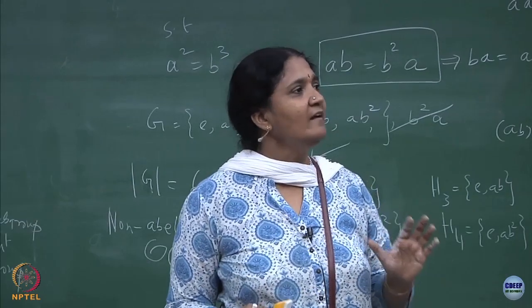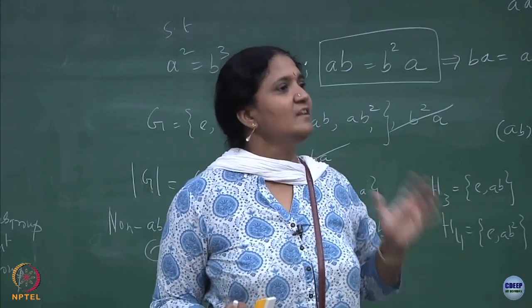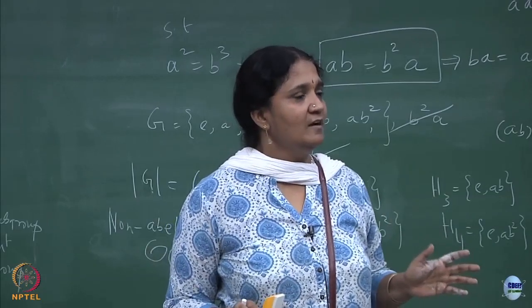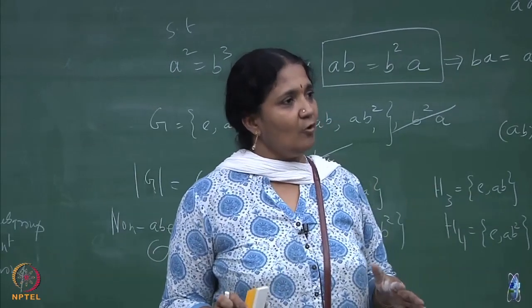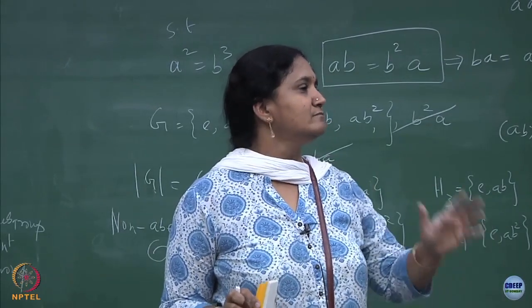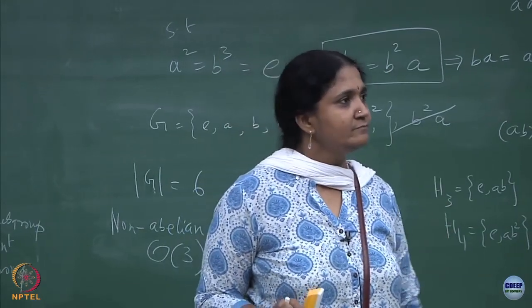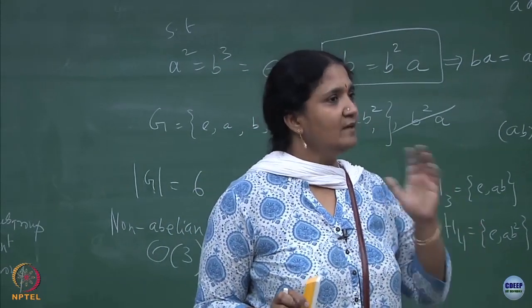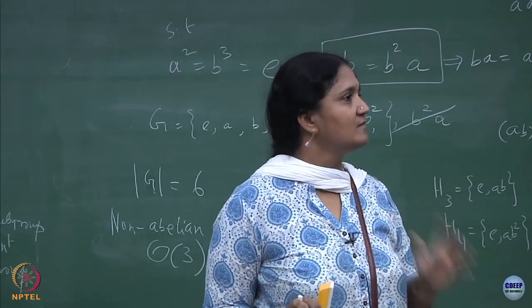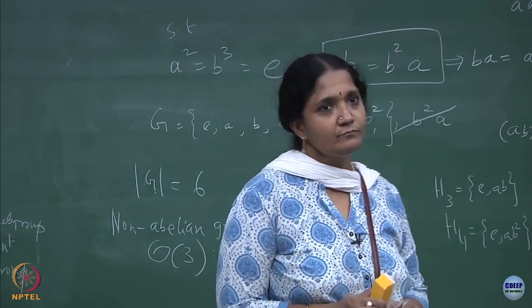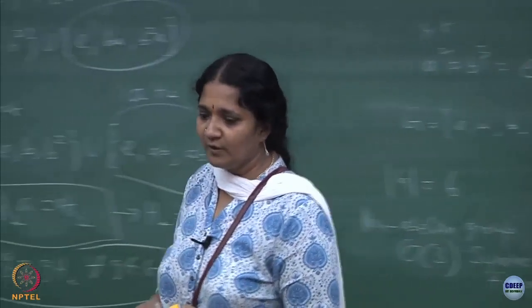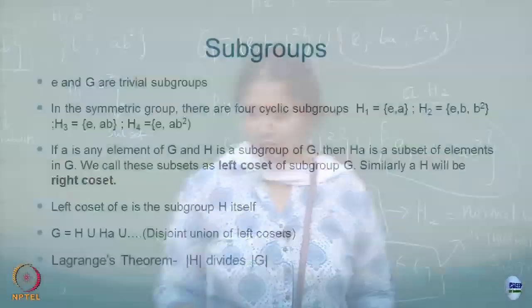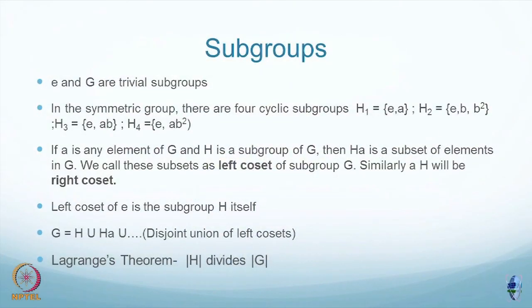But remember that left coset and right coset in general will not be equal. If it is equal for all the cosets, then you call that subgroup an invariant or a normal subgroup. Is that okay? So, let me get on to the screen to tell you what I am trying to say.